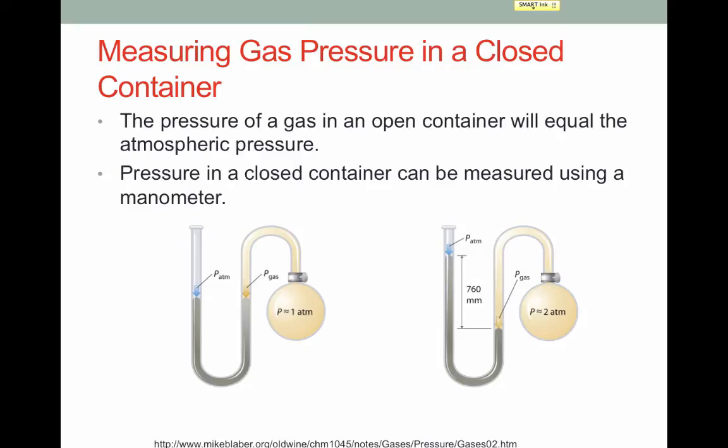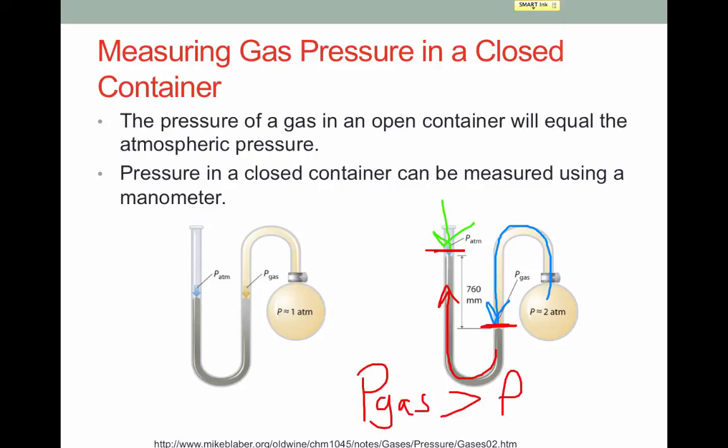Take this example, on the other hand. Here, we have a scenario where the gas in the closed container is pushing on the mercury harder than the atmosphere is pushing on the mercury. We know this because we can see that the mercury has risen further up the tube, meaning that the gas is pushing harder on the mercury than the atmosphere. In this case, the pressure of the gas, then, is greater than the pressure of the atmosphere.